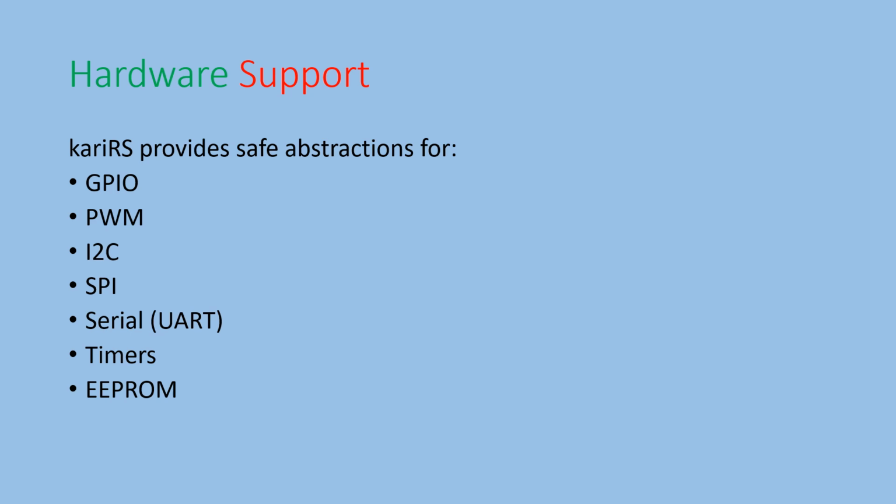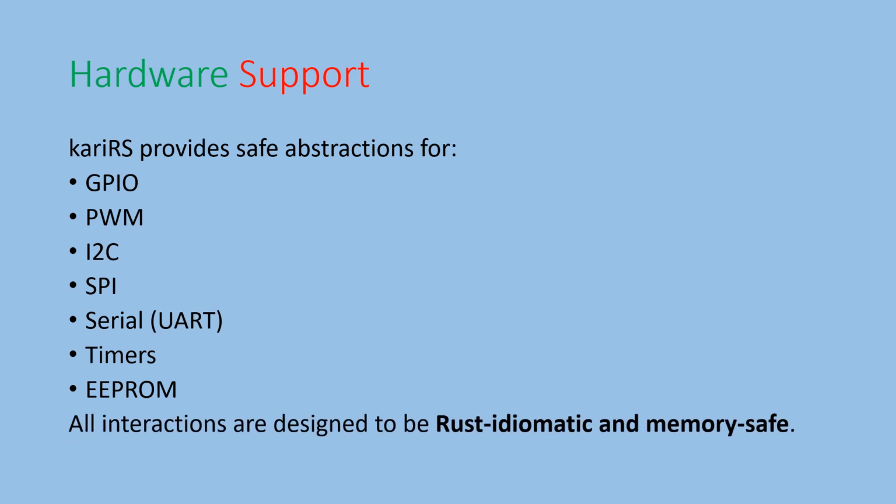You also have the serial. It's easier to do serial reads and all that. It's very easy, similar to what we see in advanced frameworks like Arduino. So all interactions are designed to be Rust idiomatic and memory safe. So kariRS, based on Rust, follows and enforces Rust safety.